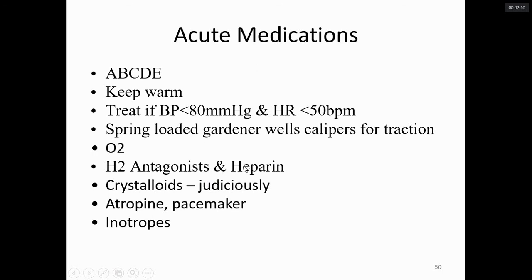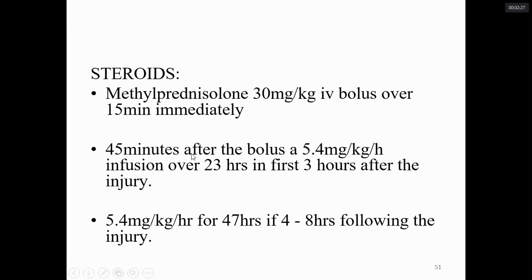Again, if needed, you can give heparin, proton pump inhibitors, crystalloids, atropine. Depending upon the situation, you can manage in the emergency department and in the ICU. They said steroid has a controversial role.